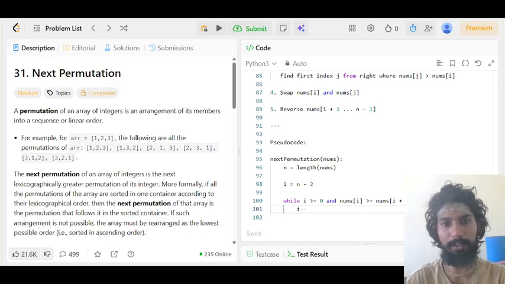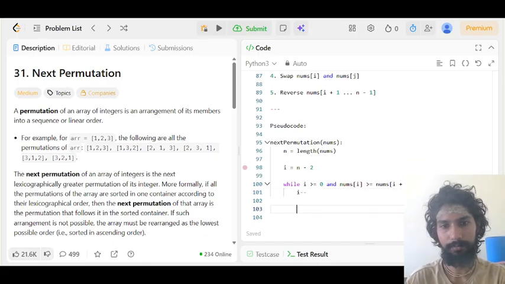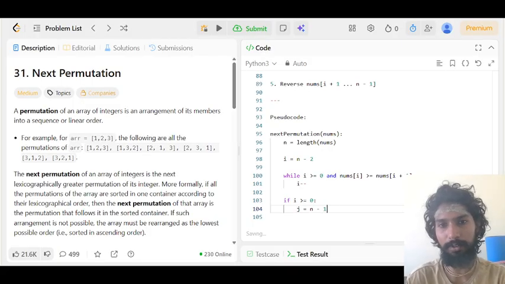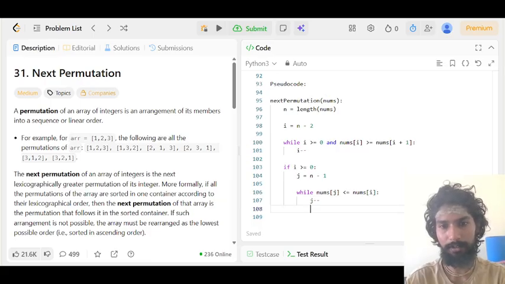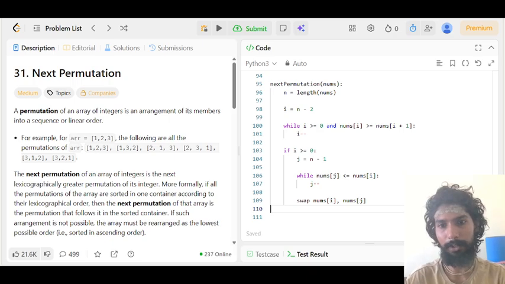Now after we have traversed, we check if i is greater than or equal to 0. That means we have got the pivot. So we initialize j equal to n minus 1, j is another variable, and we traverse in the backward direction. Finally, we swap the numbers. So basically, we need to find the number just greater than pivot.